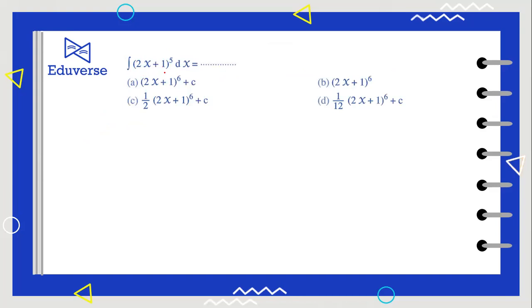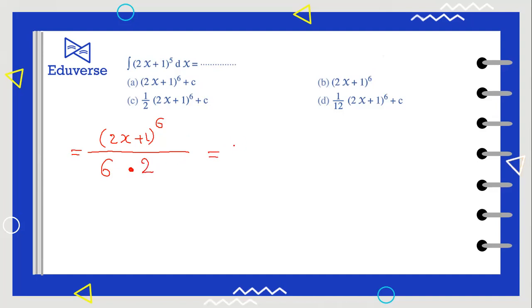Integration of 2x plus 1 to the power 5. Here I have a bracket to the power, not multiplied by a derivative. Okay. Then the integration is put the bracket as it is, adding 1 to the power, divided by the new power, multiply by the derivative of the inner bracket. 2x plus 1, its derivative is 2.